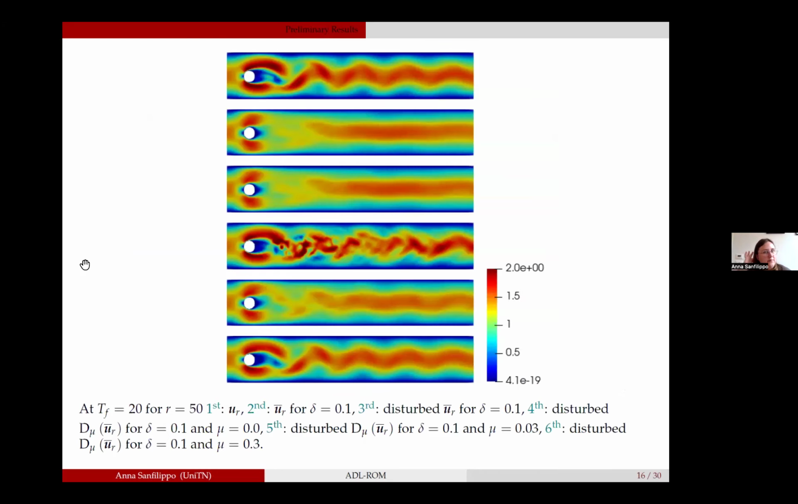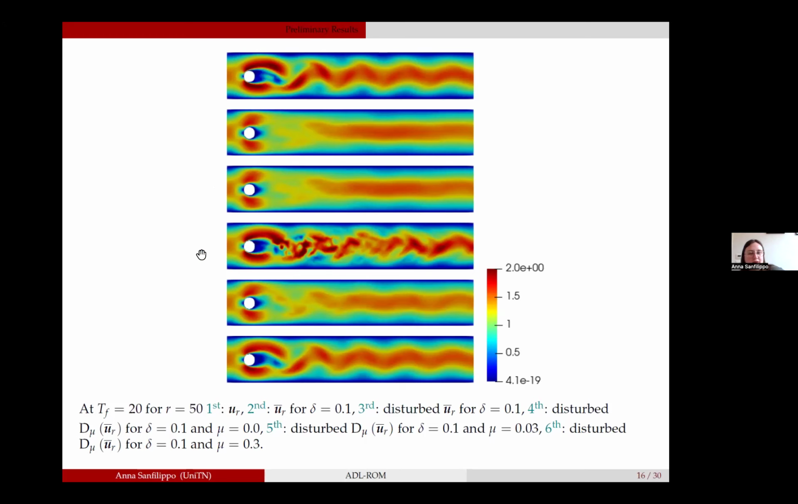And here we have basically the same thing. The only difference is that we take the reduced solution, we filter it, and we manually add some noise to the filtered solution in order to see how the approximate deconvolution operator behaves when we have more noise.